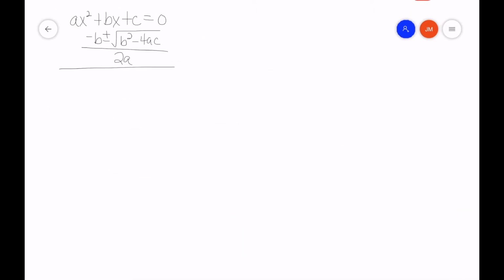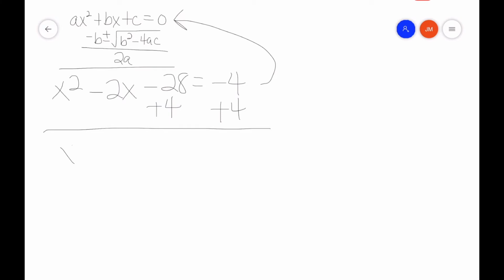Okay, let's do another example. So this time we have x squared minus 2x minus 28 equals negative 4. So first step, we need to write this equation in standard form: ax squared plus bx plus c equals 0. So to do so, we'll add 4 to both sides. And we're left with x squared minus 2x minus 24 equals 0.